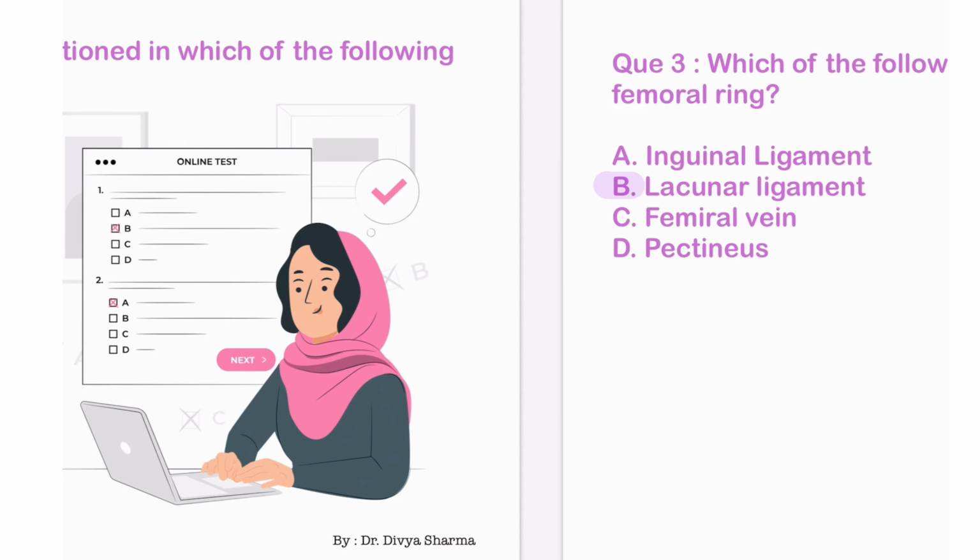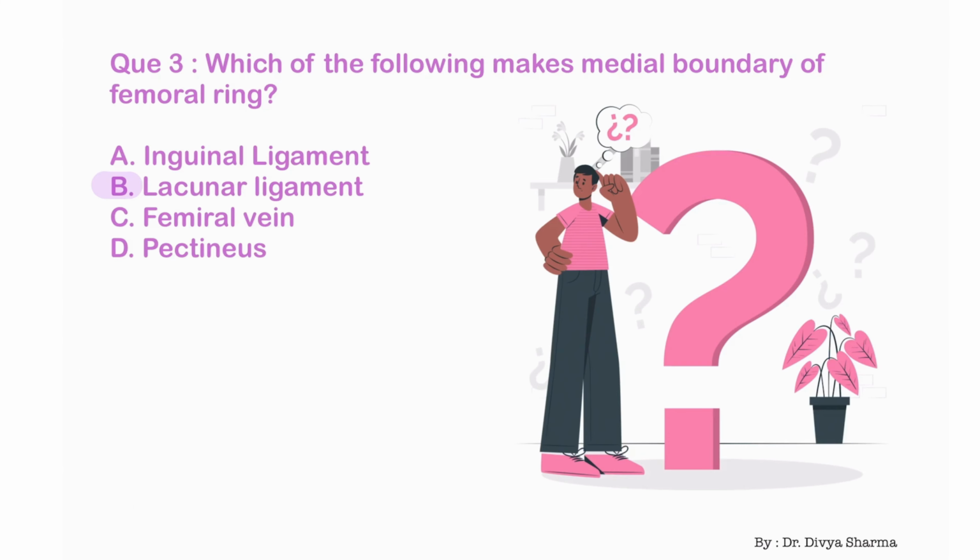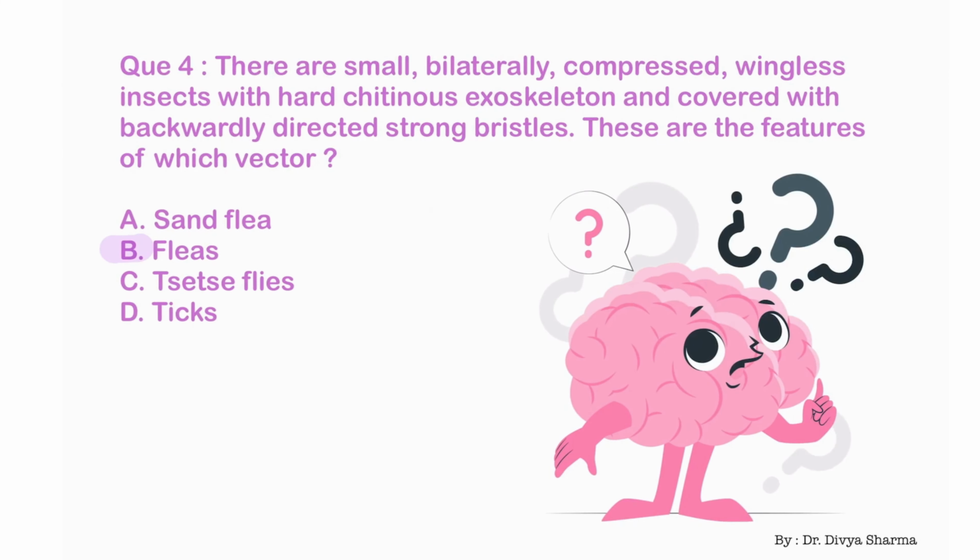Question number 3. Which of the following makes the medial boundary of the femoral ring? Now before answering this question, let's have a quick brief about the femoral ring and its boundaries. The femoral ring is bounded anteriorly by the inguinal ligament, posteriorly by the iliopectineal ligament, and medially by the lacunar ligament. Hence, the correct option is option B, lacunar ligament.